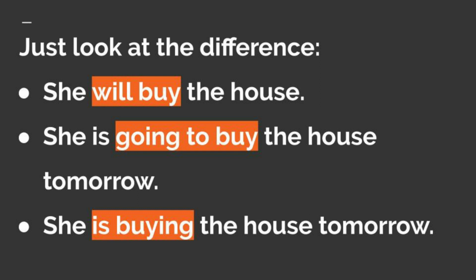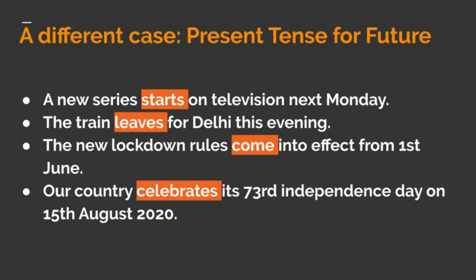Okay, so let's look at the next slide, and this one talks about another different usage for future tense. Now here we can use the present tense which we've already learned. Okay, let's check. A new series starts on television next Monday. The train leaves for Delhi this evening. The new lockdown rules come into effect from 1st June. Our country celebrates its 73rd Independence Day on 15th August 2020.